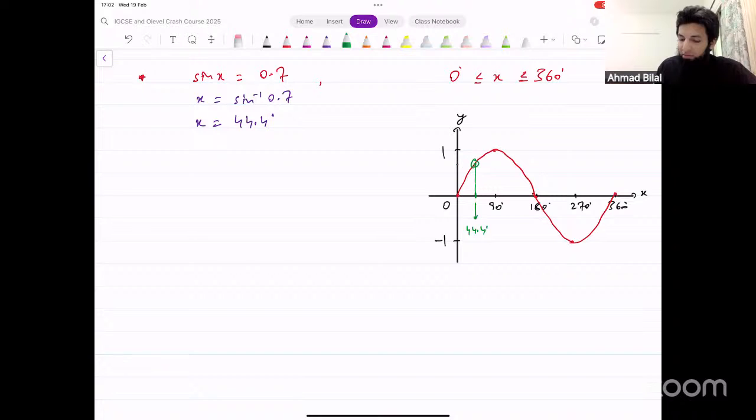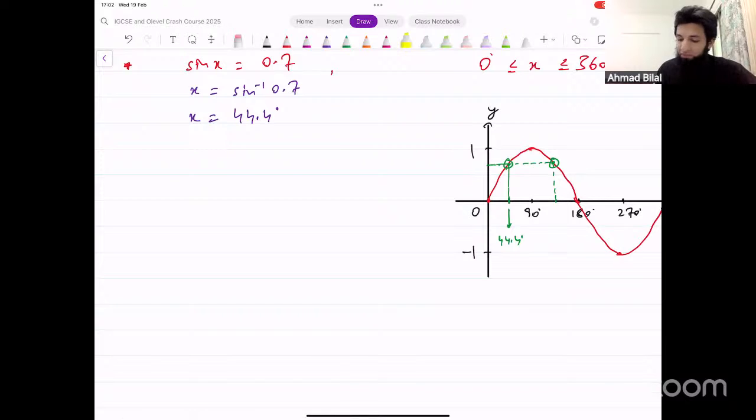Okay, now this is one solution. Where's the other solution going to be? For the same y value, we have another x value here. What's this x value going to be? Again, we can use the symmetry of the graph. Whatever is the distance from 0 to this point, it should be the same distance from 180 to that point.